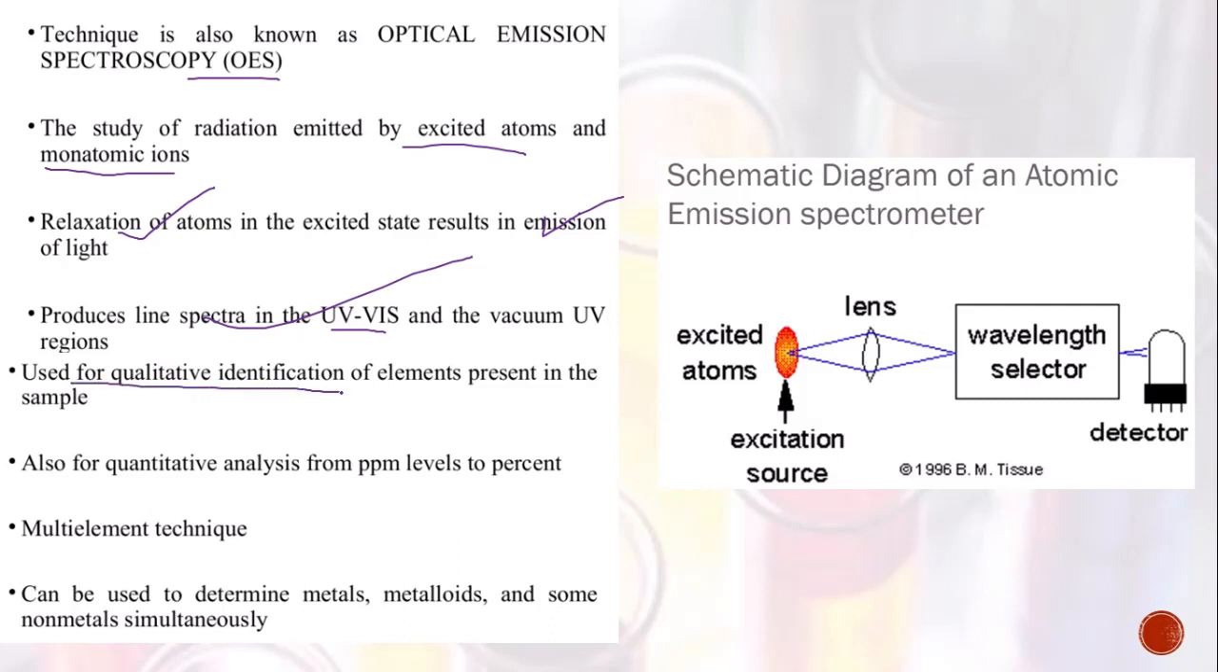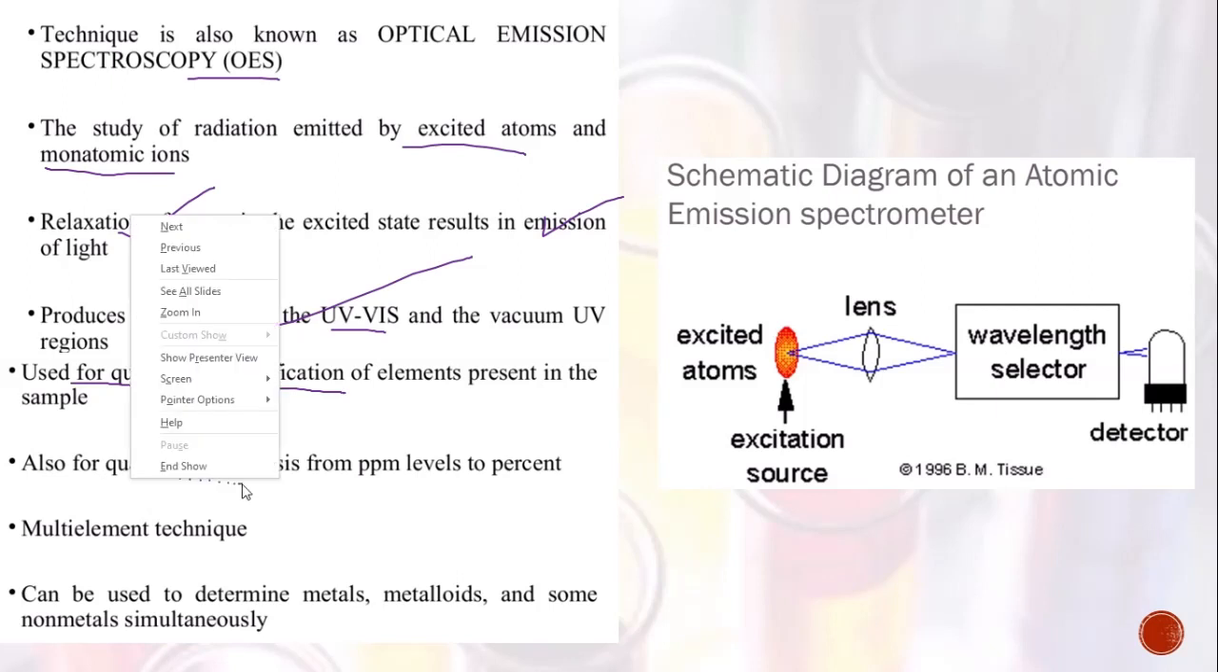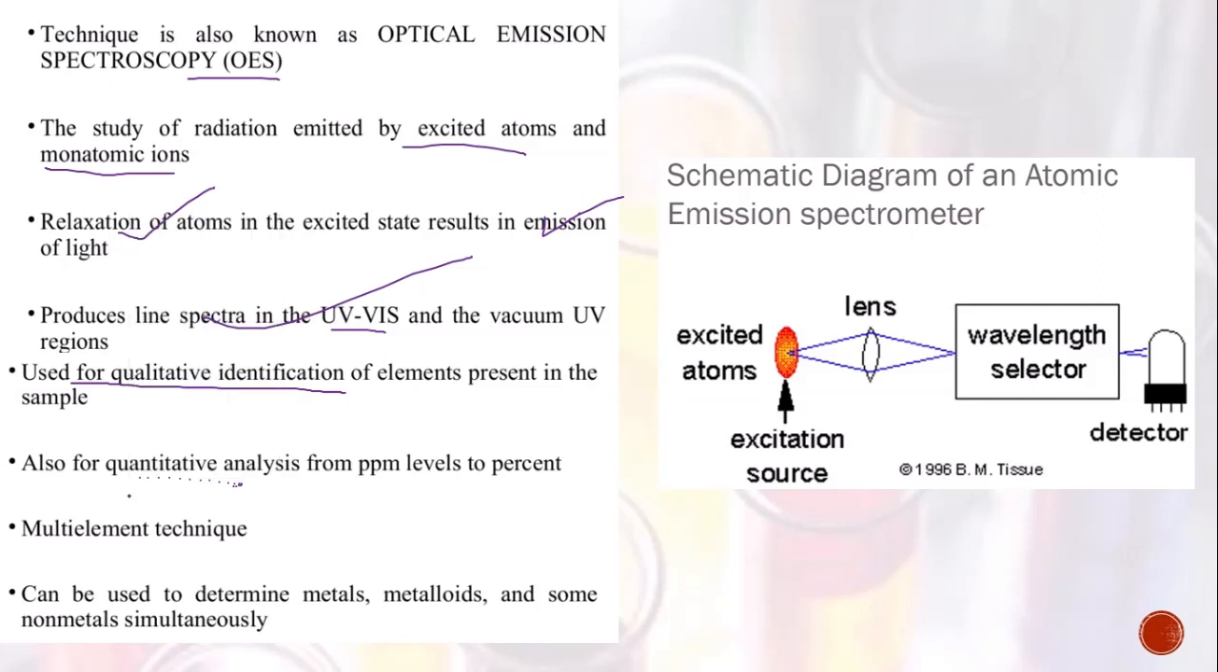So this is used for qualitative identification of elements present in the sample. We can also do quantitative analysis. We can also have multi-element techniques where we can determine many different elements at the same time. It can be used to determine metals, metalloids, and some non-metals simultaneously.